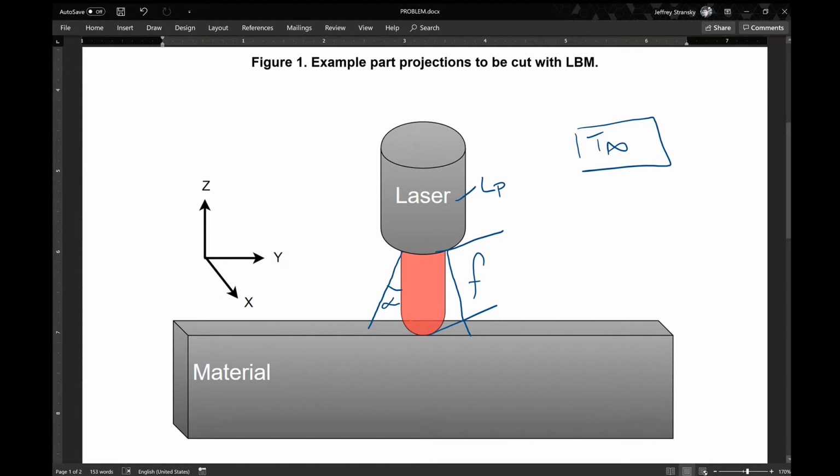Looking at the material itself, there's a handful of qualities. So depending on whether you're cutting a steel, an aluminum, or some alloy, you would need to know the specific heat capacity, Cp, the melting temperature, Tm, and the latent heat of fusion, HF.